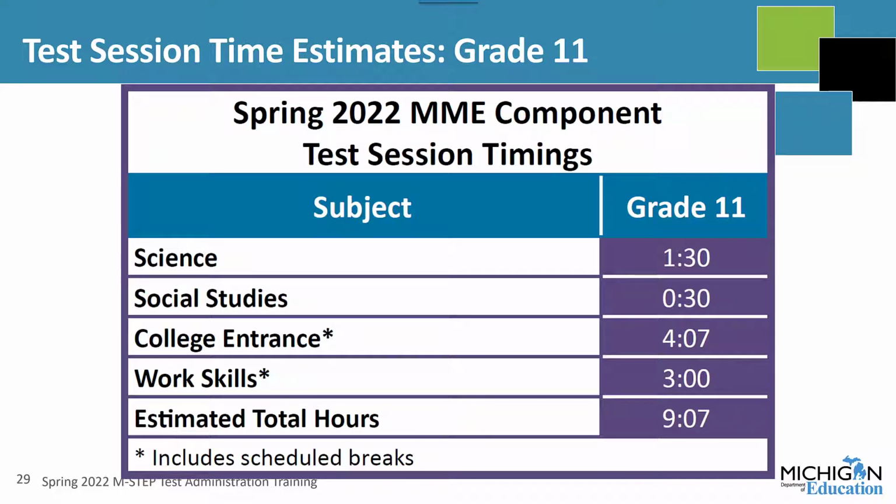These are the testing time estimates for 11th grade. Again, for MSTEP, the time estimates for each test do not include time for reading directions, answering questions, or other classroom tasks. MSTEP is not a timed test. The times provided are estimates to be used for scheduling purposes. The operational 11th grade MSTEP science test is estimated to take 90 minutes. The MSTEP social studies test is estimated at 30 minutes.